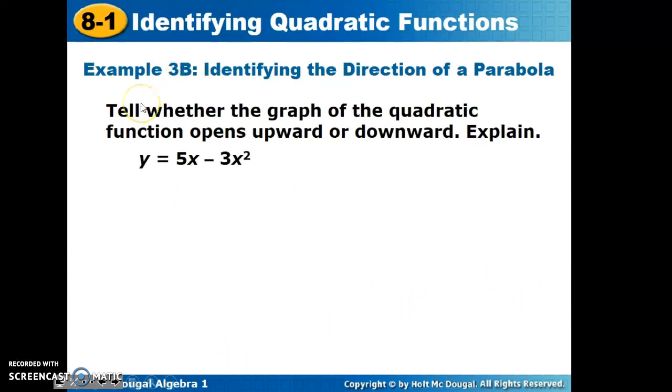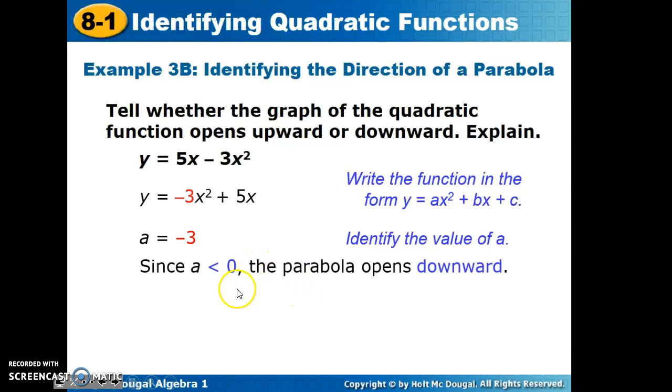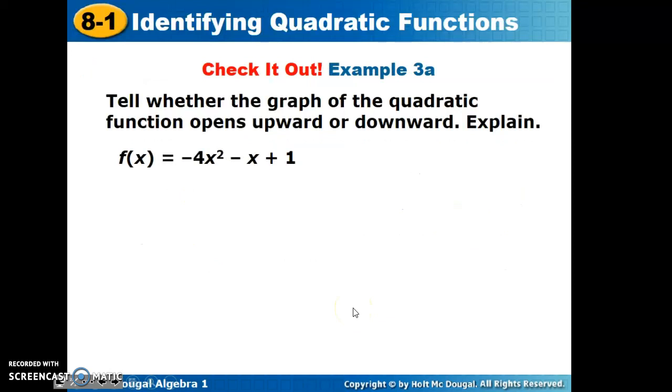Let's take a look at this example 3b. Tell whether this graph opens up or down. Again, we don't have it in standard form. We've got to put it in standard form, ax squared plus bx plus c. I see when we do that, the sign in front of our leading coefficient stays with it. That minus 3x squared indicates a sign of negative, so we're going to take that with it. The value of a then is negative 3. And since a is less than 0, in this case, our parabola would open downward.